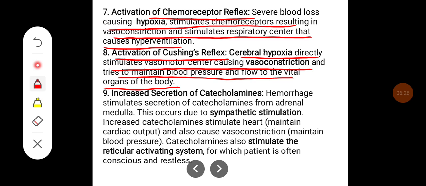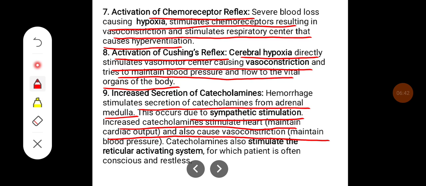Increased secretion of catecholamines. Hemorrhage stimulates secretion of catecholamines from adrenal medulla. This occurs due to the sympathetic stimulation. Increased catecholamines stimulate heart to maintain cardiac output and also cause vasoconstriction, which maintains the blood pressure. Catecholamines also stimulate the reticular activating system, for which the patient is often conscious and restless.